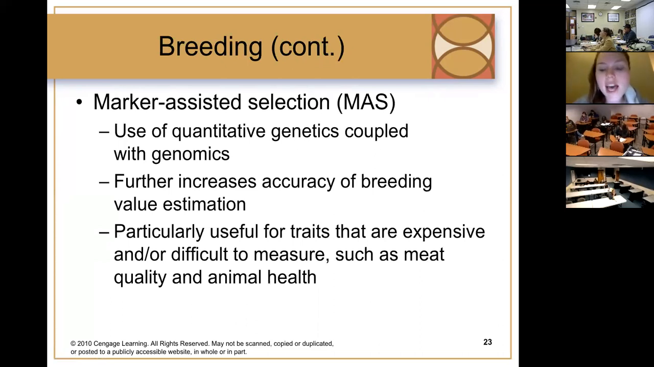Traits that influence meat quality and animal health would be very expensive to measure, because meat quality might determine how much you get for that animal. So they can be very expensive and a little bit hard to measure. If you measure them, you want to be a little bit more accurate than you might need to be for some of the other traits.